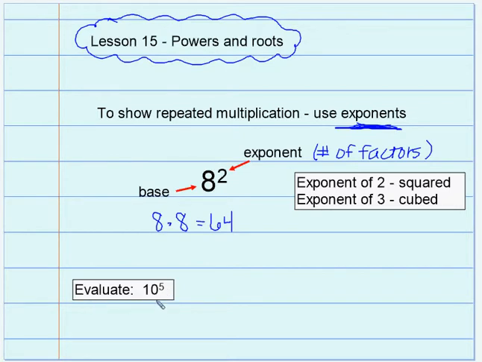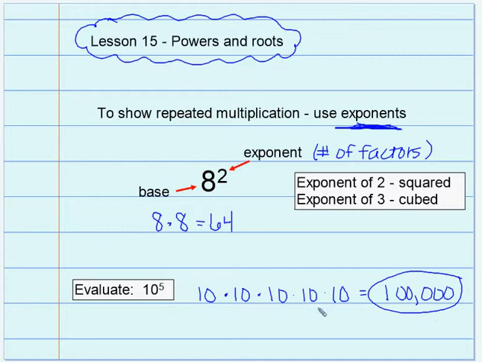If we evaluate that, we are just writing a 10 down 5 times. 1, 2, 3, 4, 5. So 10 times 10 times 10 times 10 times 10. With powers of 10, that's really easy. You just write a 1 down, and then how many zeros do you have? 5: 1, 2, 3, 4, 5.